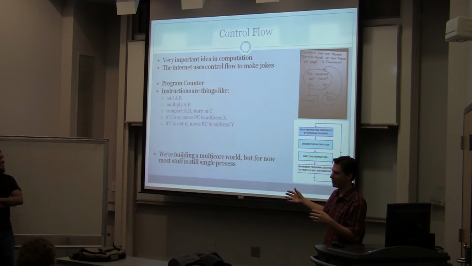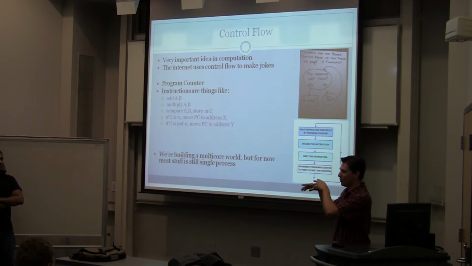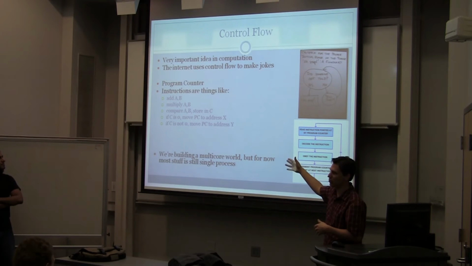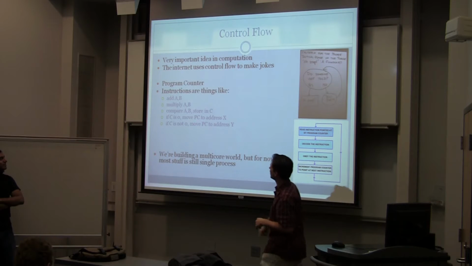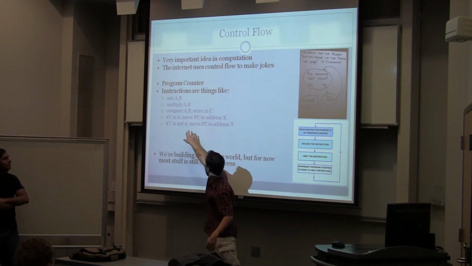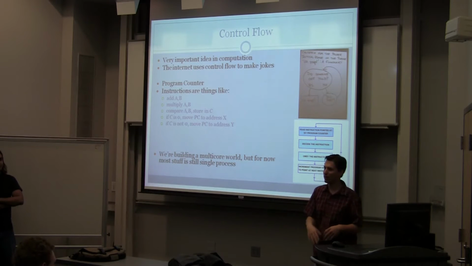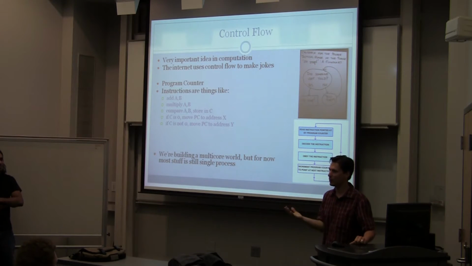Compare A and B. Like when you do the button check with the underscore BB PB3, that's just a logical and, and that's another one of the potential instructions. And then there's conditionals like if C is 0, move the program counter somewhere else. So that's how you make an if statement.